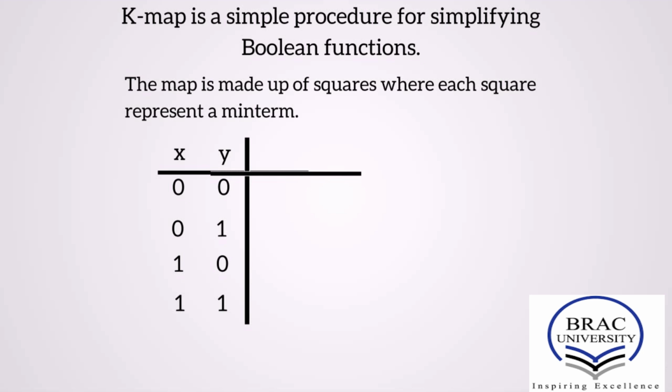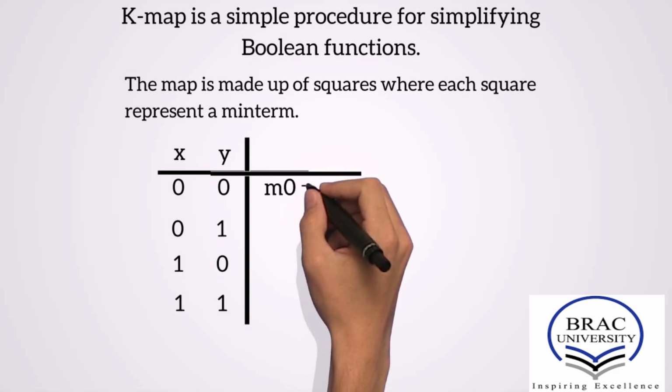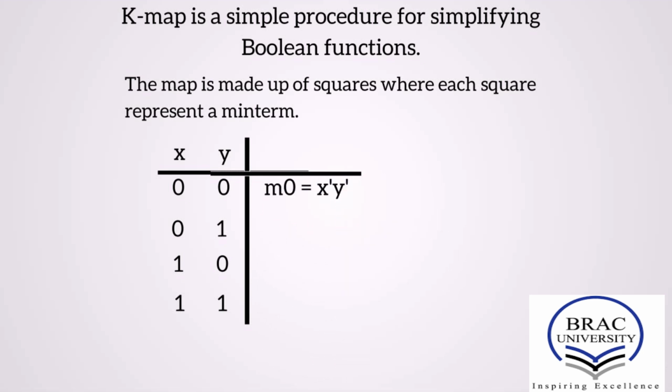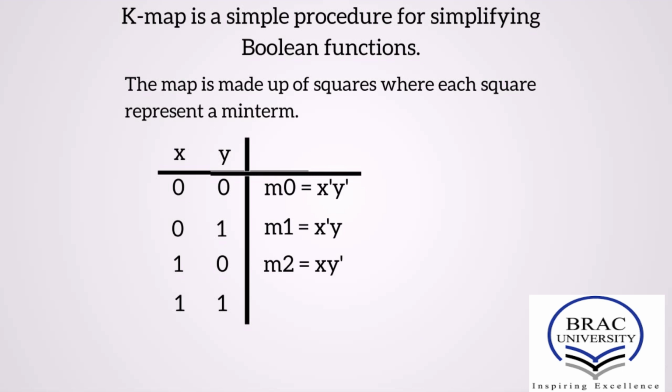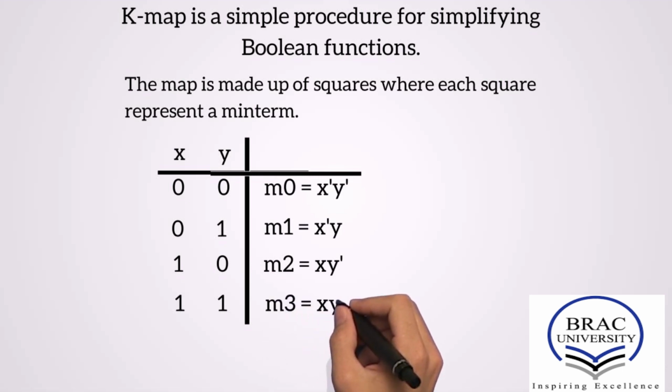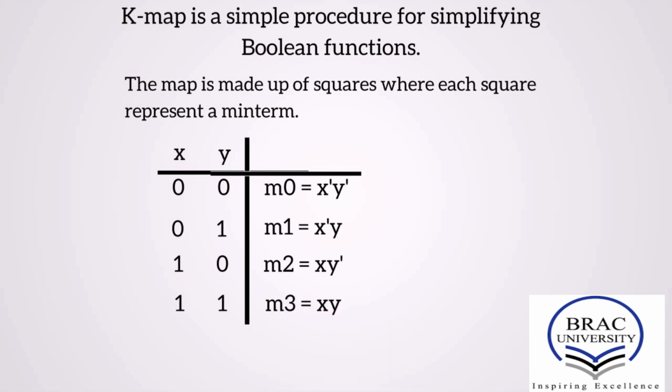The first combination gives us x prime y prime for min term 0. The second one gives us x prime y for min term 1. The third one gives us x y prime for min term 2. And the last one gives us xy for min term 3.